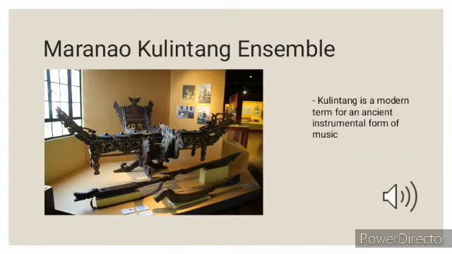So it is the main melody instrument and is played by striking the bosses of the gongs with two wooden beaters. So kulintang is a modern term for an ancient instrumental form of music composed in a row of small, horizontally laid gongs that function melodically. It is usually accompanied by larger suspended gongs and drums.